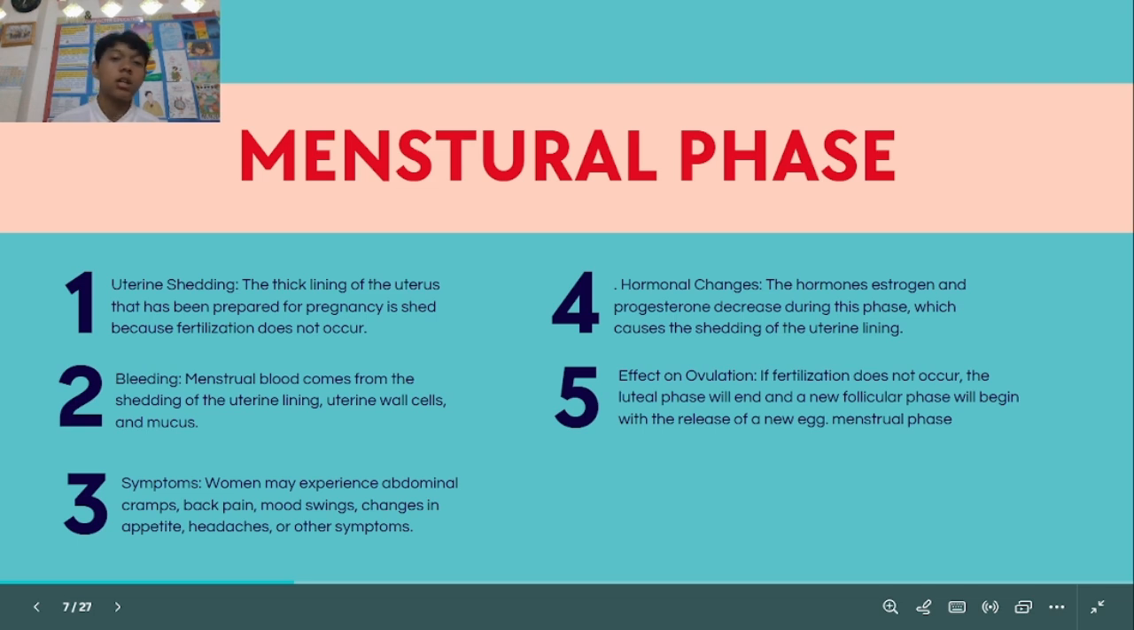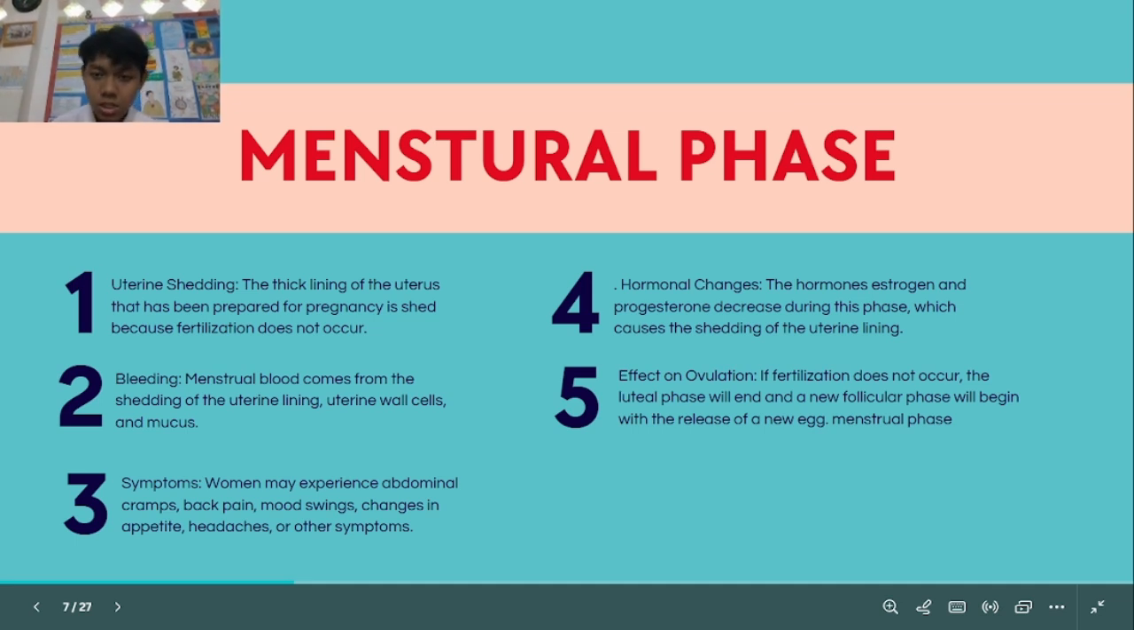First is uterine shedding. Uterine shedding is when the thick lining of the uterus that has been prepared for pregnancy is shed because fertilization does not occur. Second is bleeding. The blood comes from the shedding of the uterine lining, the uterine wall cells, and the symptoms. One may experience abdominal cramps, back pain, appetite changes, headache, and other symptoms.